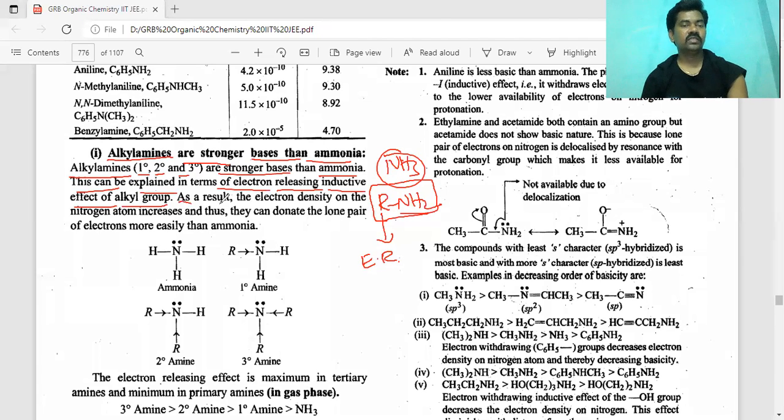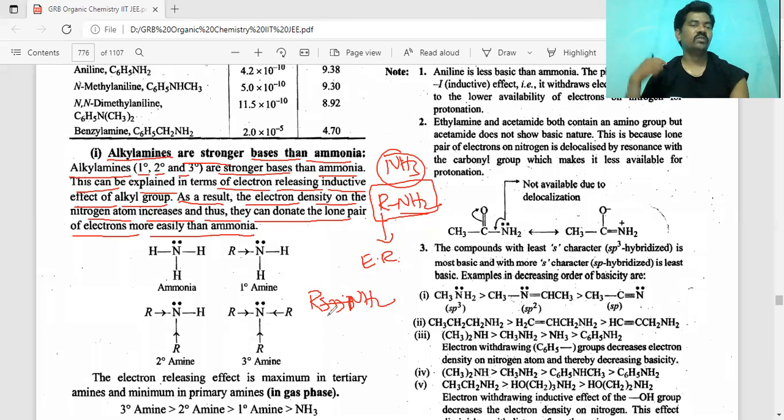As a result, the electron density on the nitrogen atom increases, and thus they can donate the lone pair of electrons more easily than ammonia. So all R groups are generally electron releasing groups. Electrons will be released onto nitrogen, so nitrogen can donate more electrons. That is why it is a stronger base than ammonia.